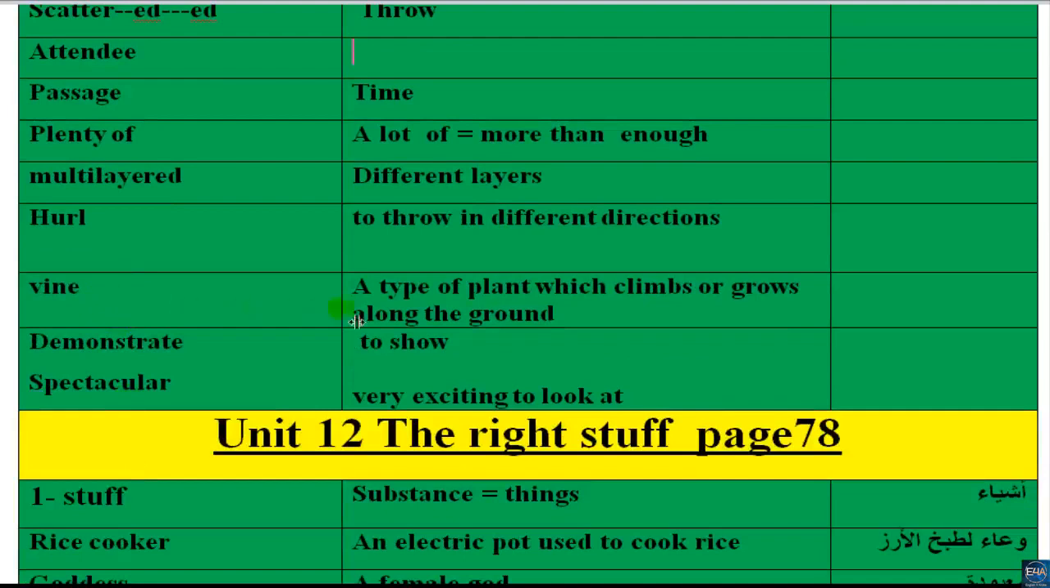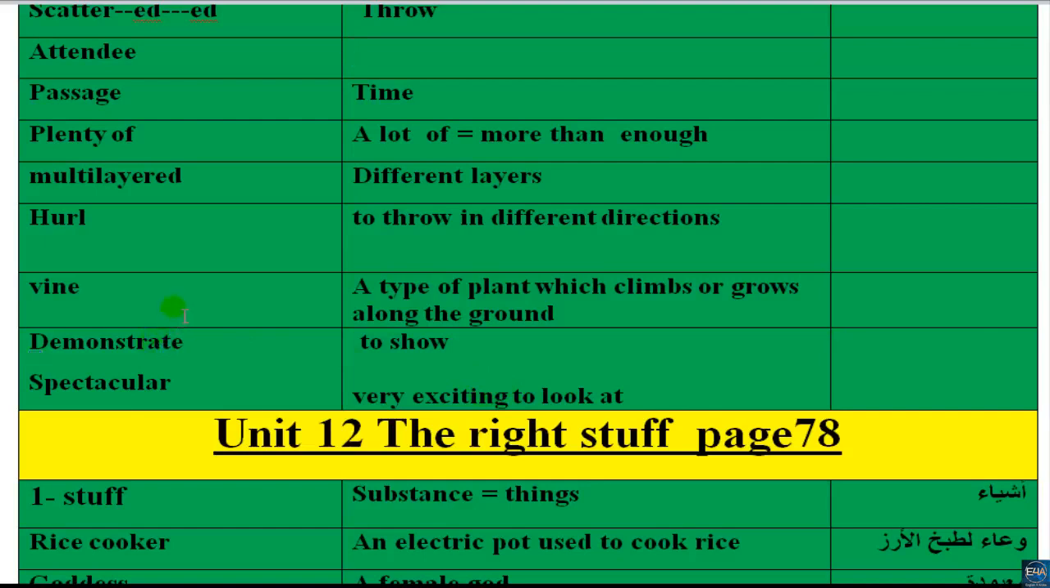Vine, a type of plant which climbs, B silent, which climbs or grows along the ground. Vine, a type of plant which climbs or grows along the ground. Demonstrate, to show. Spectacular, very exciting to look at.